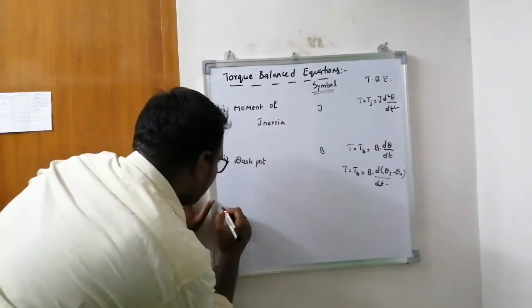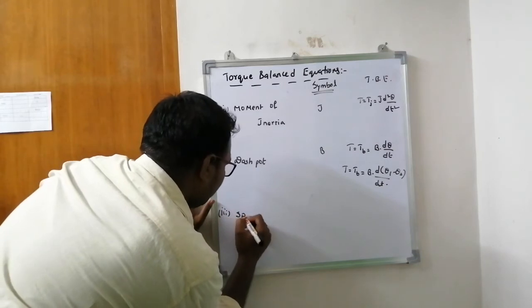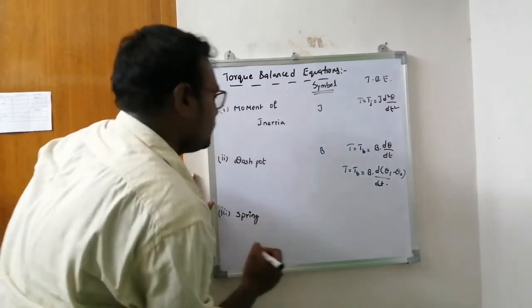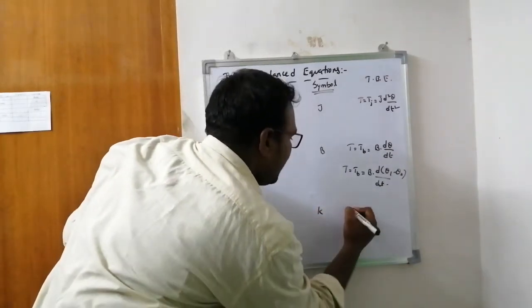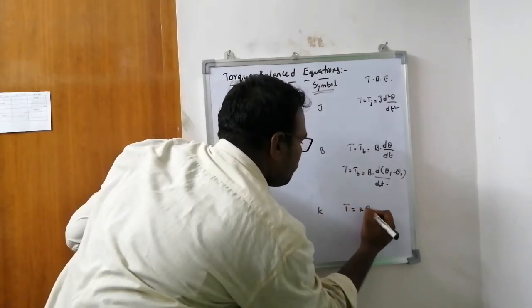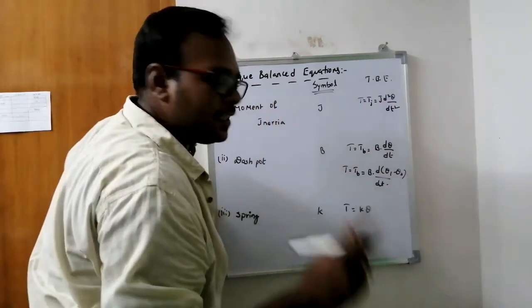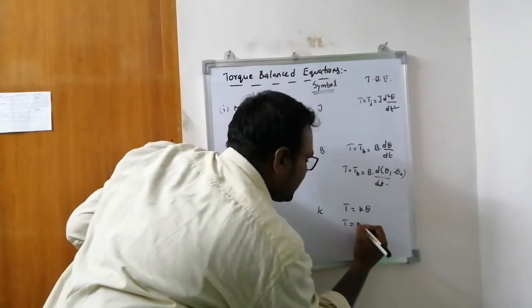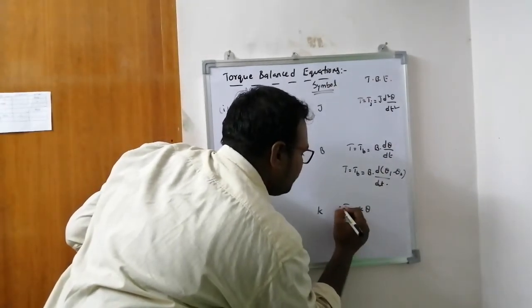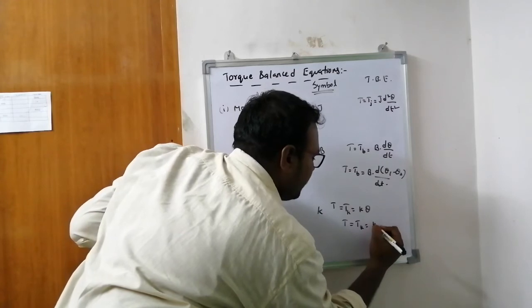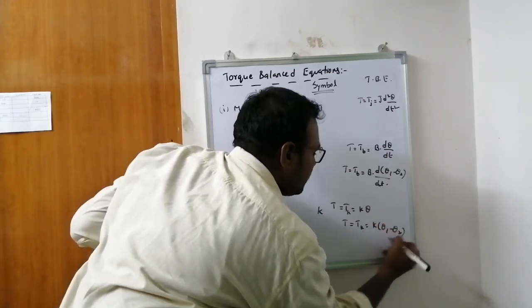And the final one is the spring. The symbol is K and T is equal to K into theta when one end is fixed. When both ends have displacement, T is equal to TK, which is equal to K into (theta 1 minus theta 2).